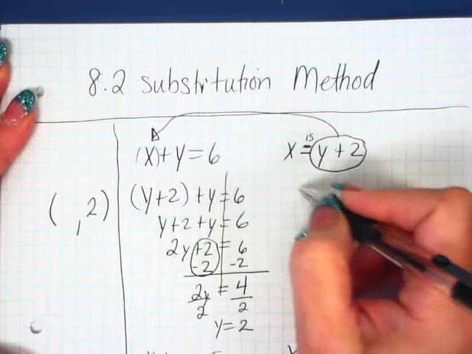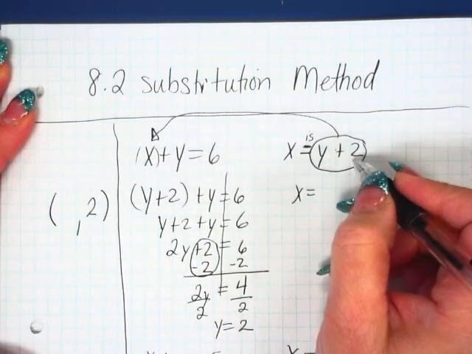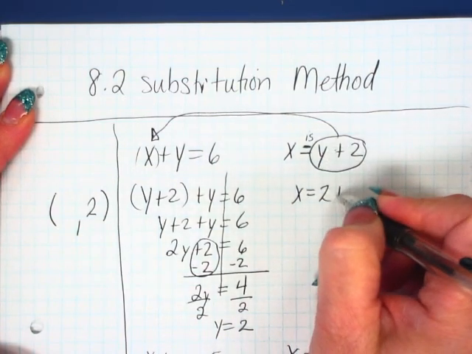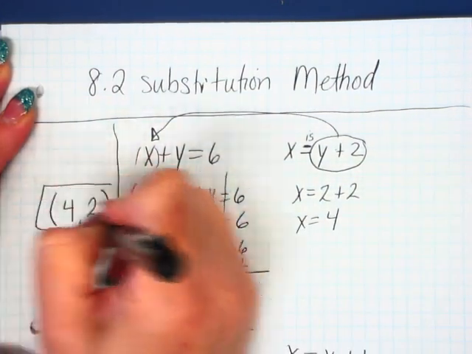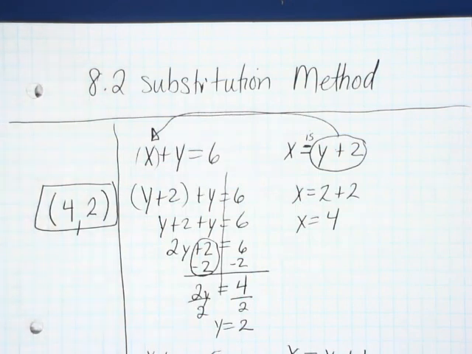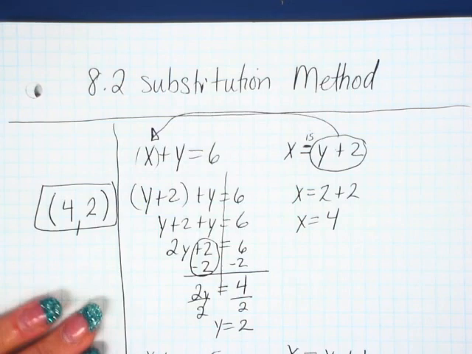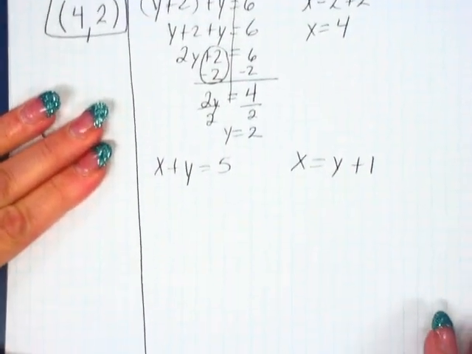So far in our point, we know the Y is 2. When we come up here, X is Y plus 2. So Y was 2, plus 2 equals 4. So the answer where these two lines cross, the solution to this system, is 4, 2. So let's come down and do another one.